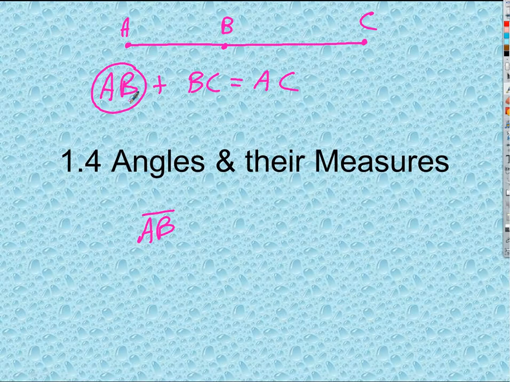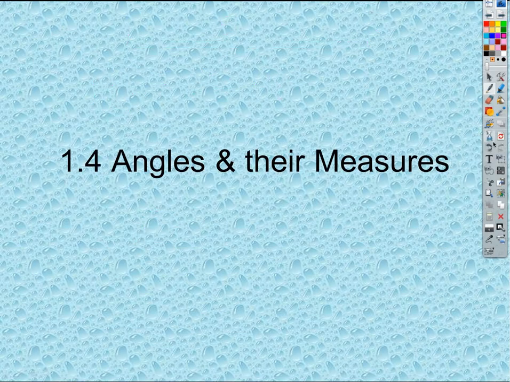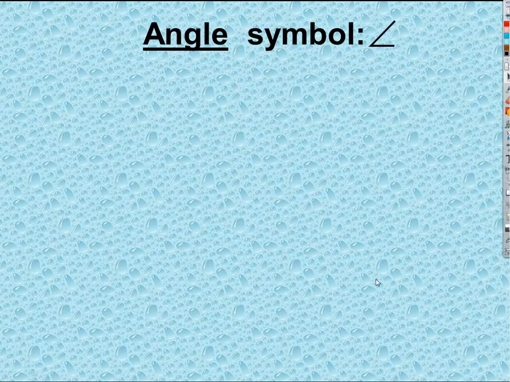The distance from A to B plus the distance from B to C equals the distance from A to C. Or the length of segment AB plus the length of segment BC equals the length of segment AC. Segment addition postulate. Good stuff. Okay, no big deal though. Now in 1.4 we're going to apply this kind of thinking to angles. But first we need to talk about angles a little bit. What do they mean? How are they defined? What are the parts of an angle, etc.